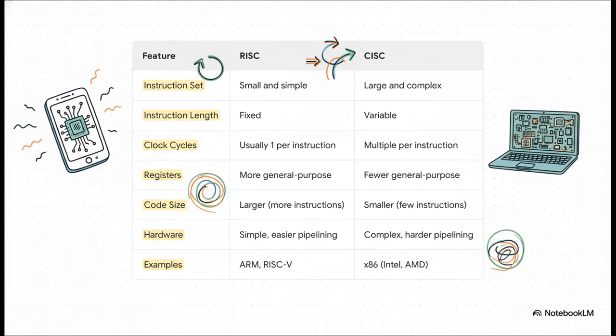Just look at RISC processors, like the ARM chip that's almost certainly in your phone. They have simple hardware and try to get everything done in just one clock cycle. This is amazing for power efficiency and battery life, even if the code ends up being a little bigger. But then you have CISC processors, like the x86 chip in your laptop, with more complex hardware. Their instructions can take multiple cycles, but it results in smaller code. It's a really fascinating contrast that directly impacts how our favorite gadgets perform.